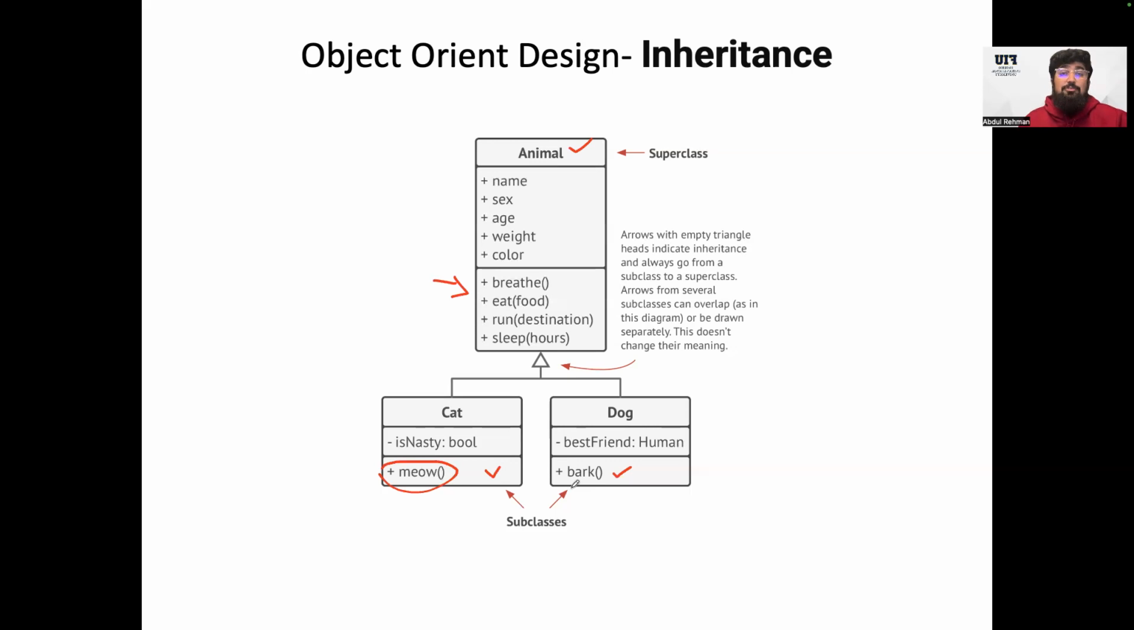So the subclasses may have extensions keeping the animal class in view. The superclass will be giving some values to the subclasses. So that is how we see the inheritance.